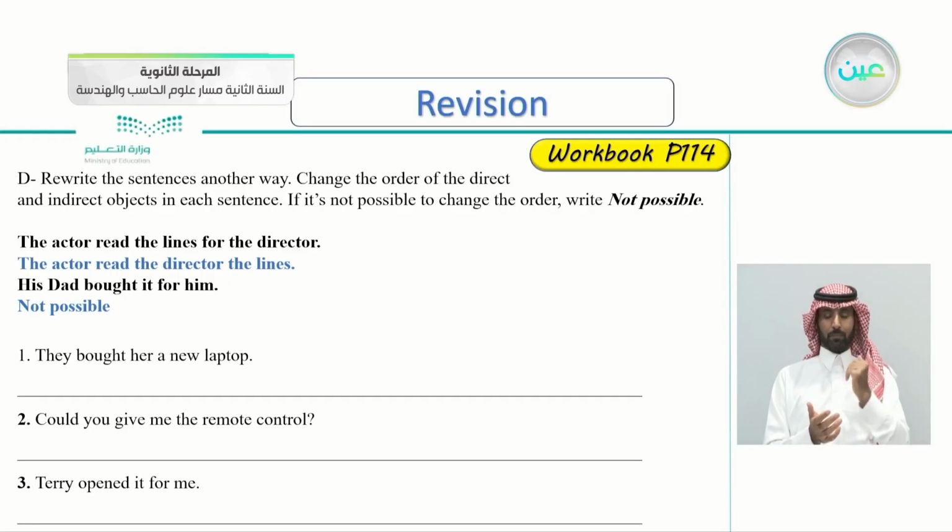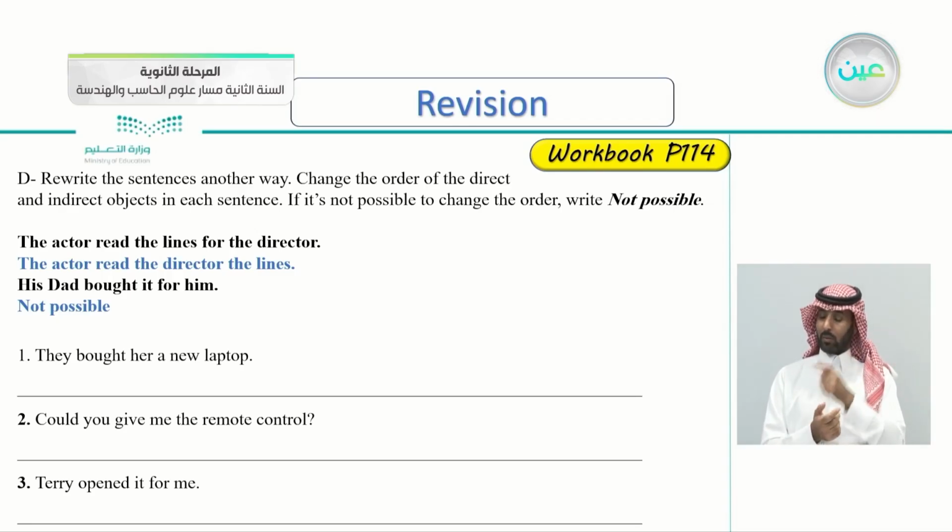We have some examples here. The actor read the lines for the director. How do we change the order here? We say the actor read the director the lines. The second one, his dad bought it for him. You can see here that it's not possible. So, number one, they bought her a new laptop.